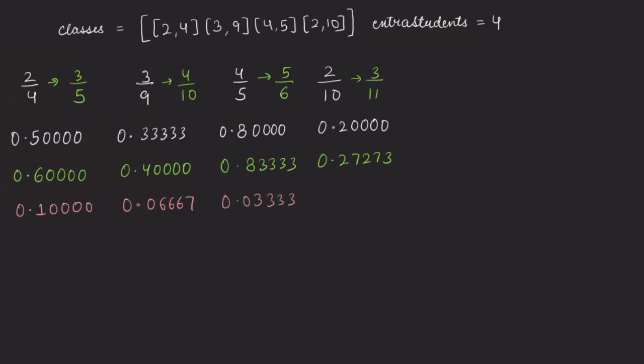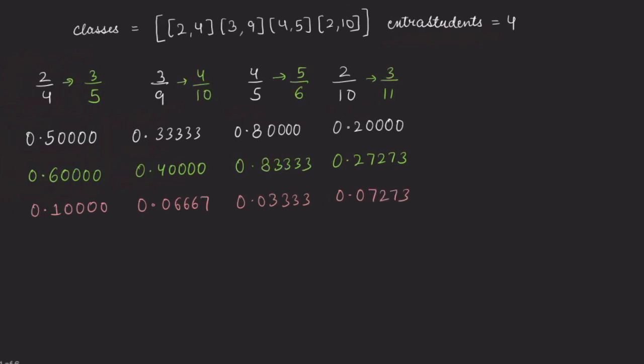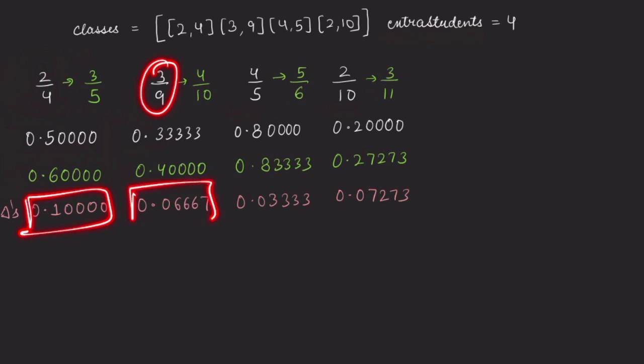0.03333. And what will be the delta here? 0.07273, right? So these are basically the deltas. When I am adding one student to each of these classes, what is the change in the pass ratio of those classes? So for this class, the delta is this much. For this, the delta is this much, right?